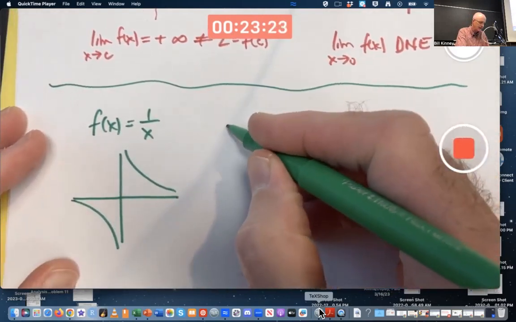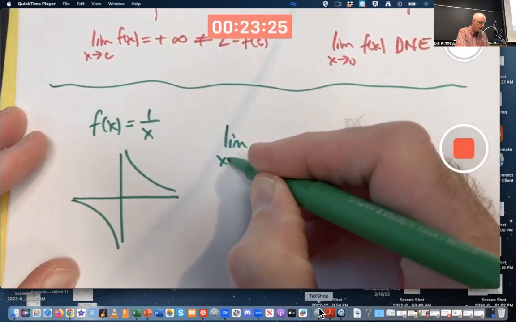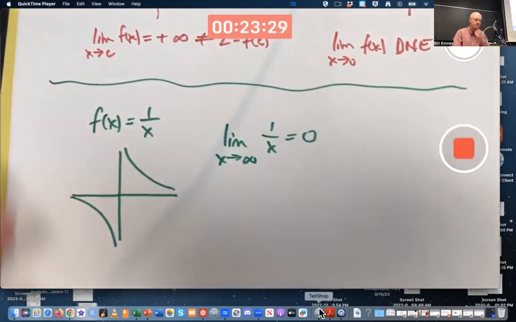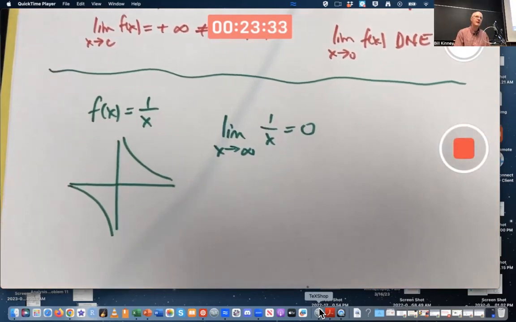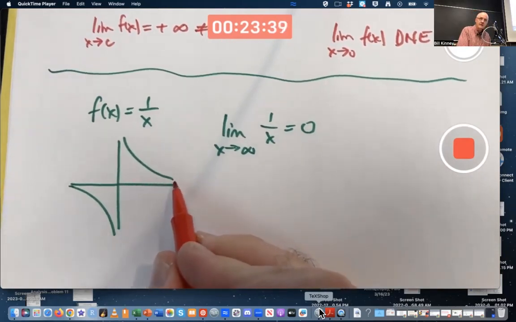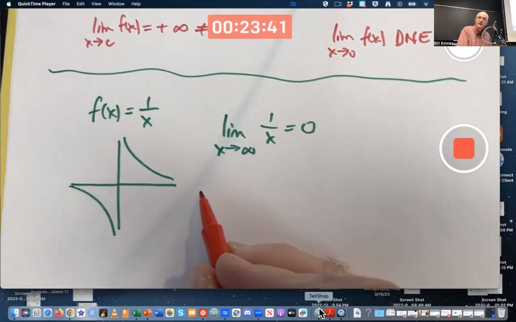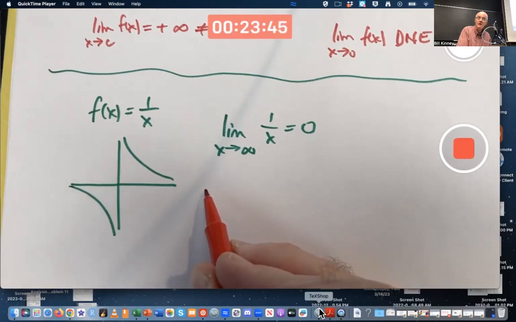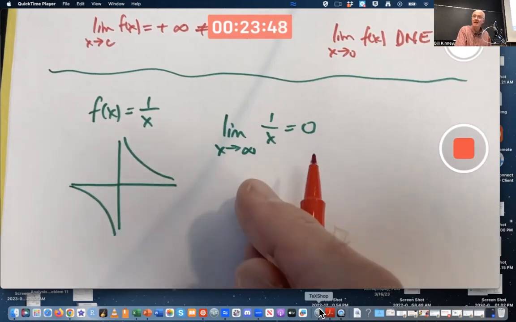We can write, for example, the limit as x goes to infinity of 1 over x is 0. But what does that really mean? Here's the intuitive verbal description. I can make this graph as close as I want to the x-axis where y is 0 by making x big enough.